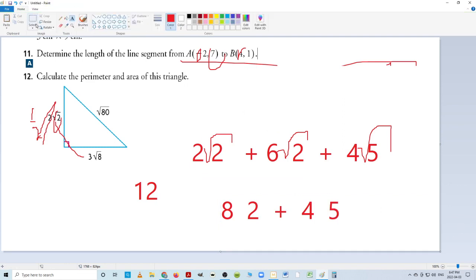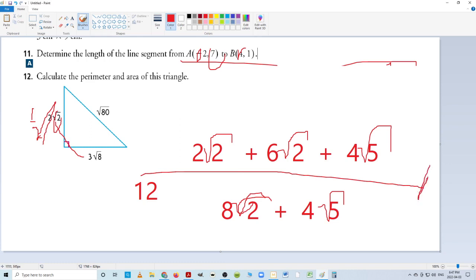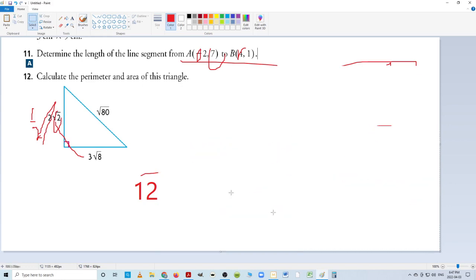And this is the simplified perimeter in exact numbers of this. And why do we like exact numbers? Because if I turn these into decimals, it goes on and on and on, and I have to round it up. And as soon as I round up a number, it's no longer accurate, whereas square roots are incredibly accurate.